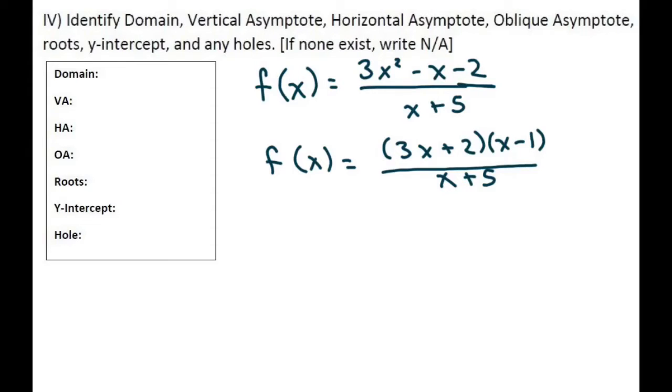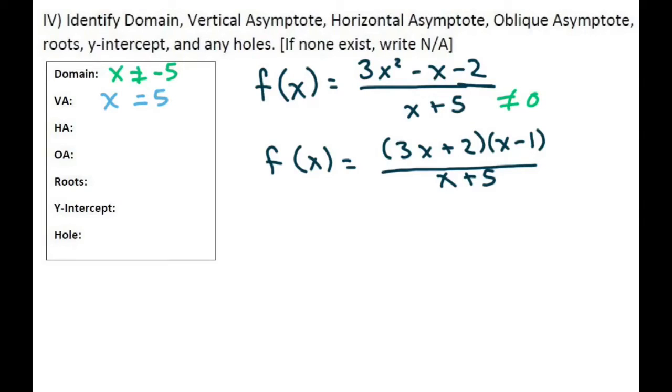So I went ahead and took the liberty of factoring the numerator, and I look at my denominator to find the domain and set this can't equal 0. So my domain is x cannot be negative 5. It's all real numbers, but x can't be negative 5. Therefore, I have a vertical asymptote at x equals negative 5.